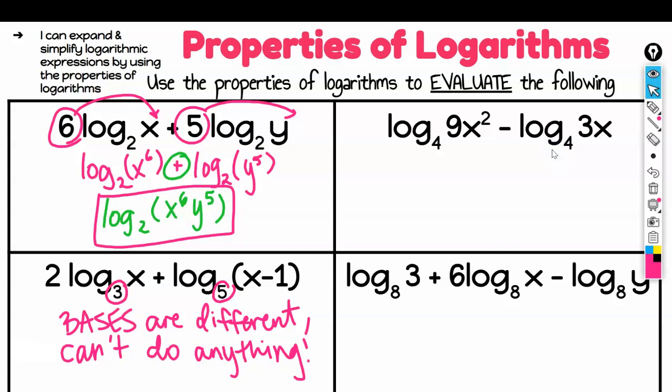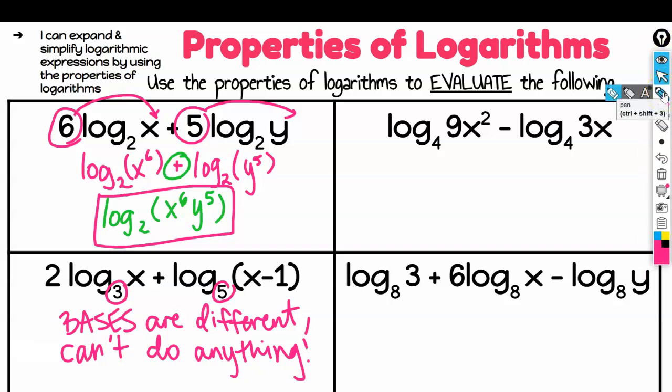Finally, we see this one that has a lot going on. In fact, I see all three properties happening at the same time. But I do not need to freak out because the same rules apply. First, we are going to look for where the power property happens, and we are going to apply that first. So this is going to stay the same.